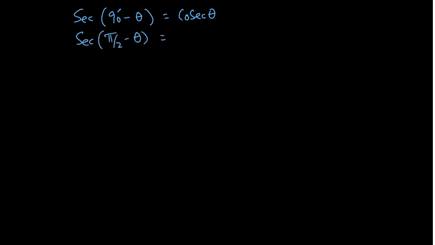The fourth pair is secant 90 minus theta, which is cosecant theta. Secant pi by 2 minus theta equals cosecant theta. Same way, cosecant 90 minus theta is secant theta. All are complementary. As long as you are seeing this 90 minus theta, it's a complementary set.